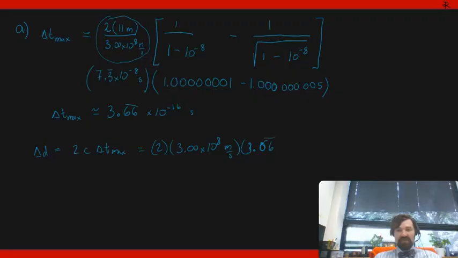So this is 3.66 repeating times 10 to the minus 16 seconds. Let's multiply by 2, multiply by 3, multiply by 10 to the 8th, and what we get is about 2.19 repeating times 10 to the negative 7 meters.